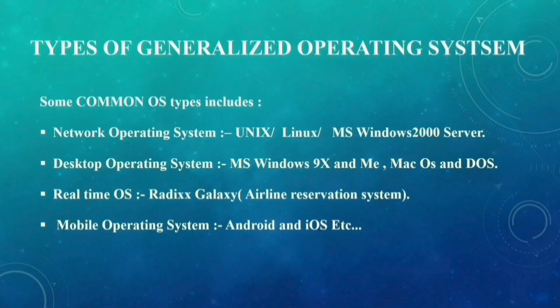Then, for a general idea, we just discuss the types of generalized operating system. Some common OS types include the network operating system. Unix or Linux are examples of the network operating system. Then the desktop operating system. MS Windows 9X and MS Windows ME are examples of the desktop operating system. Then the real-time operating system. Sabre, which is an airline reservation system, is an example of a real-time operating system. Then our mobile operating systems include Android and iOS, which is our main topic here.